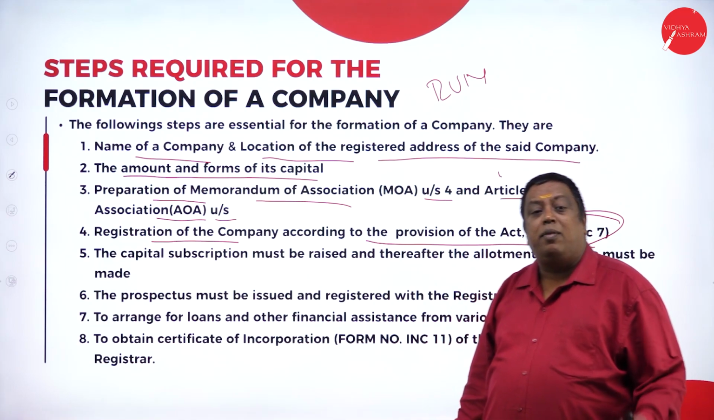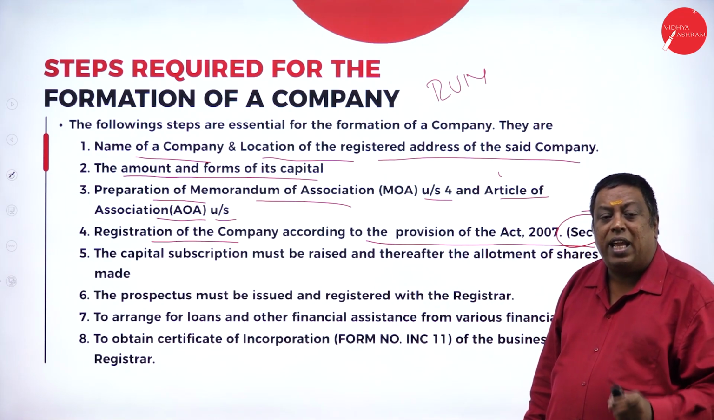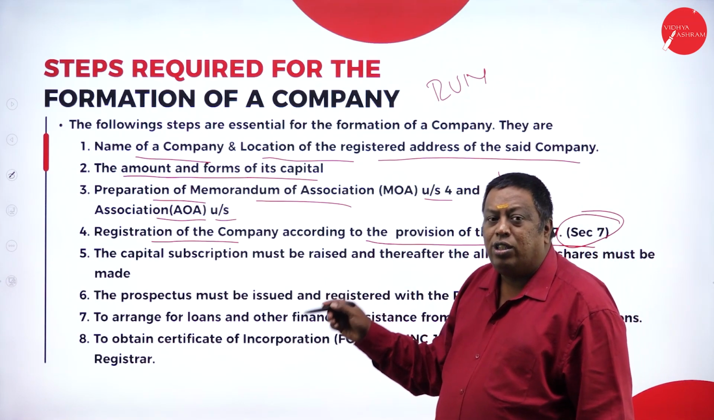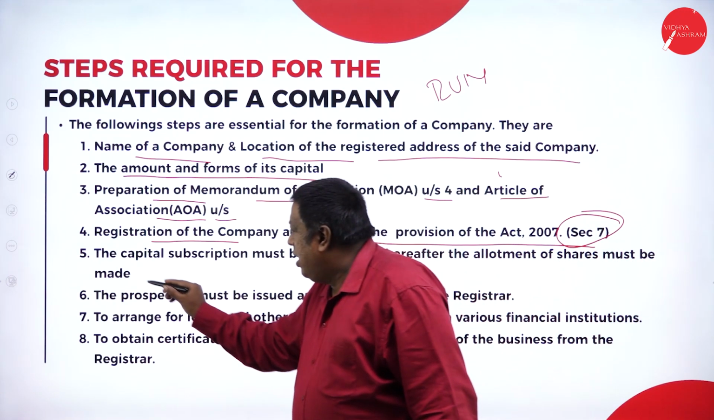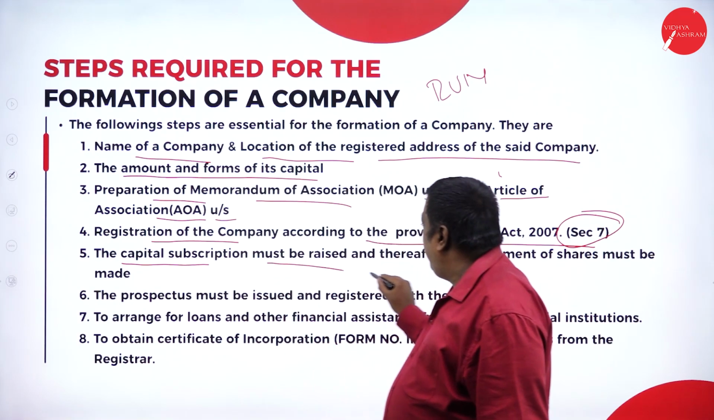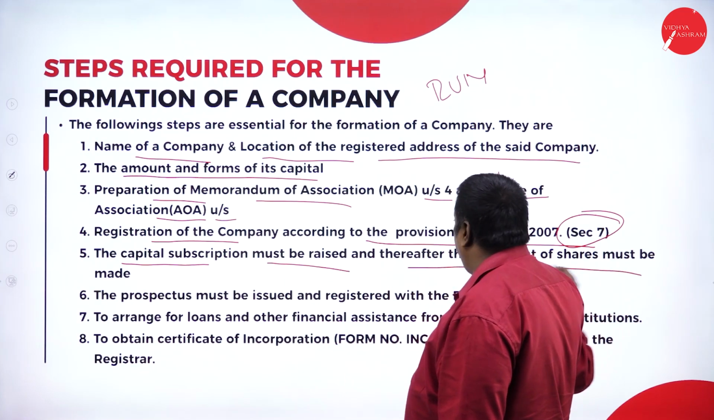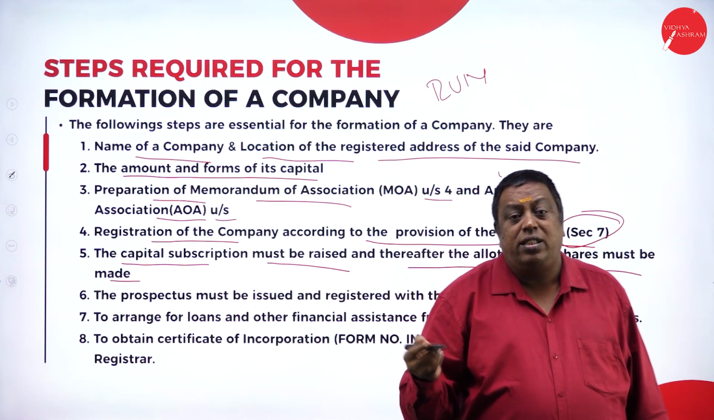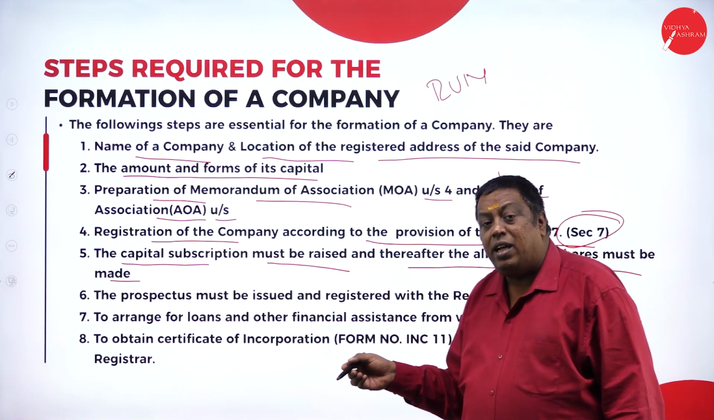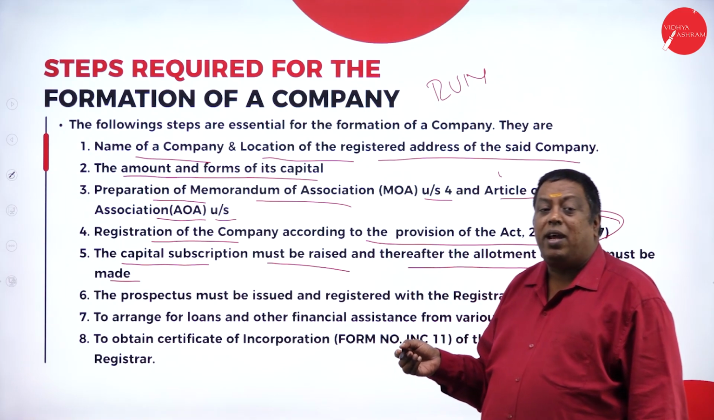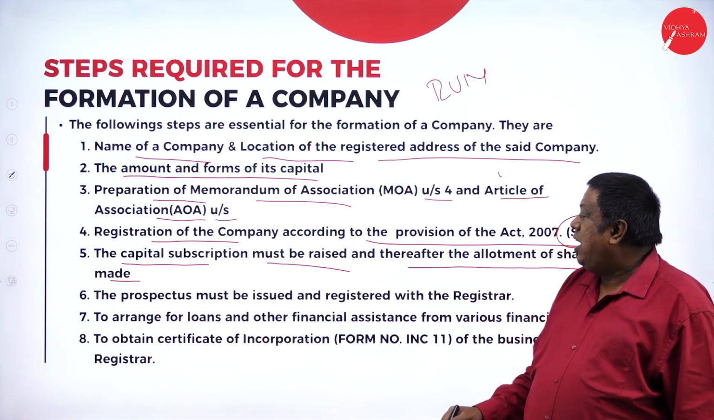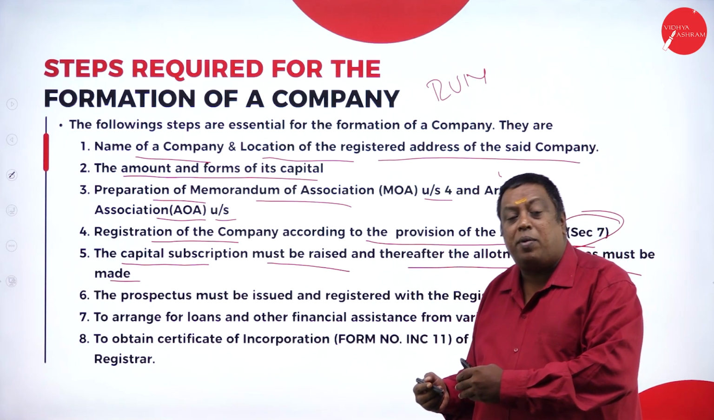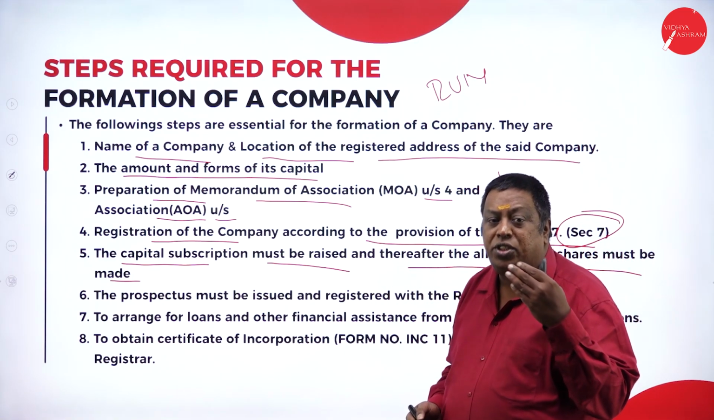Every company, either a private company or a public company, any company it may be, they have to register their entire concept with the ROC. The capital subscription must be raised and thereafter the allotment of shares must be made. They are saying that first the company has to confirm what amount of subscription can be made through the public, and thereafterwards, after collecting the minimum amount of subscription, you can make allotment of shares to the public here.